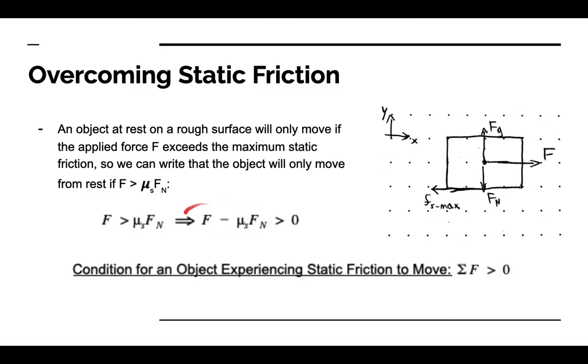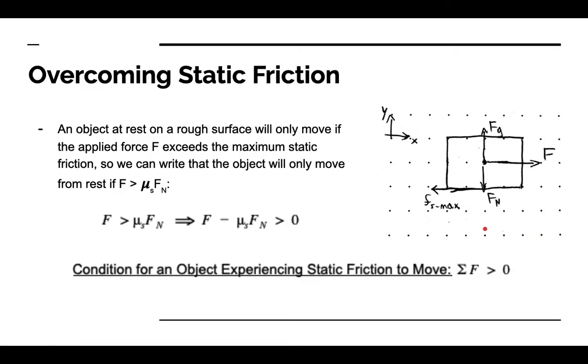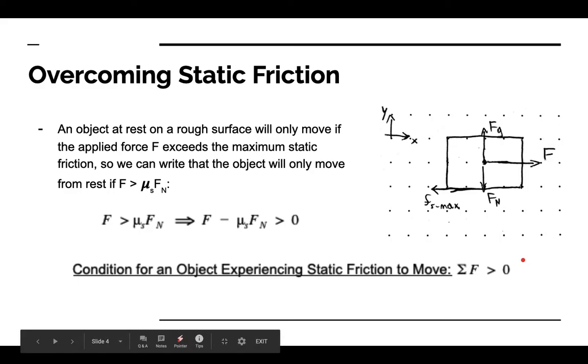However, since these are all our forces acting in the x direction, this is actually our net force. So the condition for an object experiencing static friction to move is that our net force must be greater than 0. So in a certain scenario, if we're asked for the acceleration of an object that's starting from rest, we first want to check to make sure that our net force is greater than 0 with the force of static friction. If it's not greater than 0, then our object is going to be at rest, and hence there's going to be no acceleration occurring.